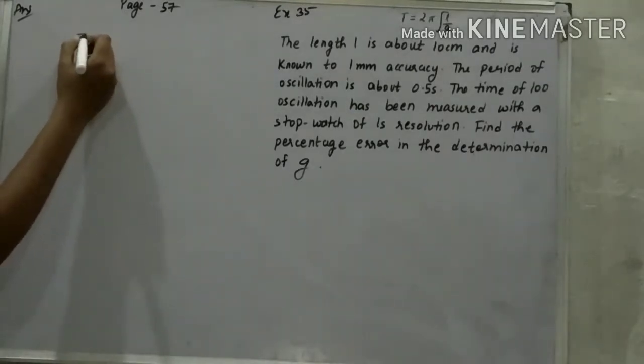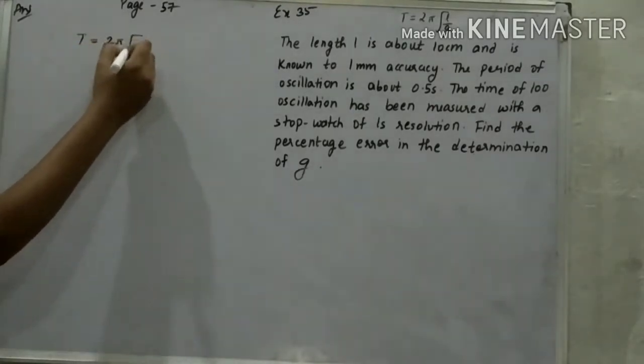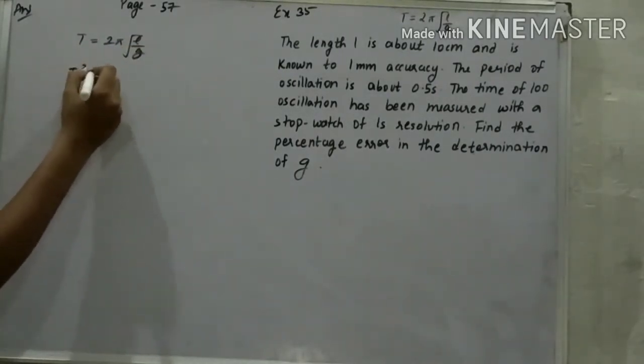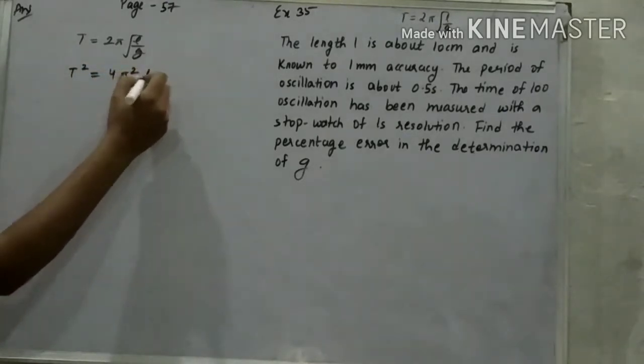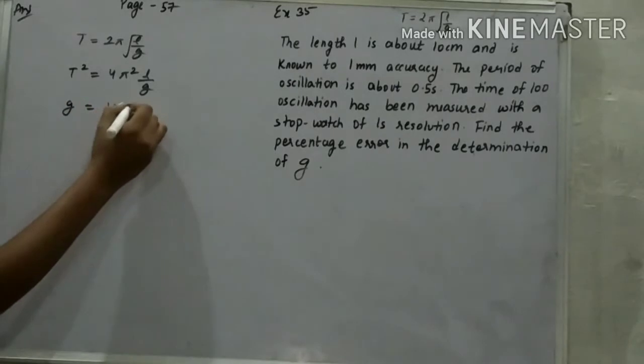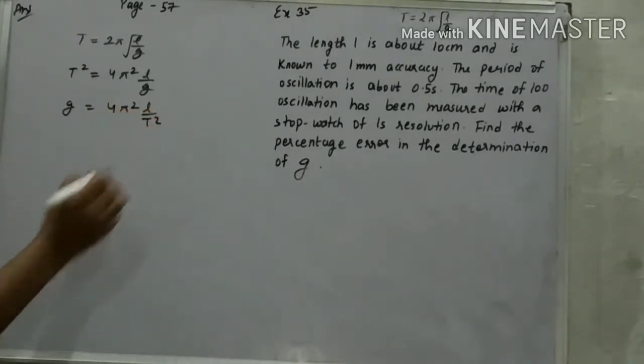So we will take this one first. T is equal to 2 pi root L upon G. We need the value of G. So squaring on both sides, you will get T square is equal to 4 pi square L upon G. We need this G, so G will come here, 4 pi square L upon T square.